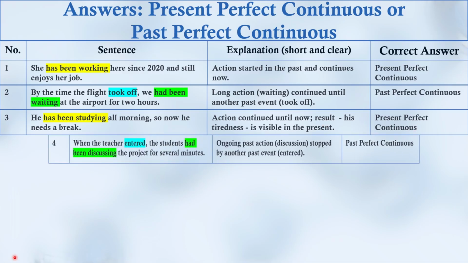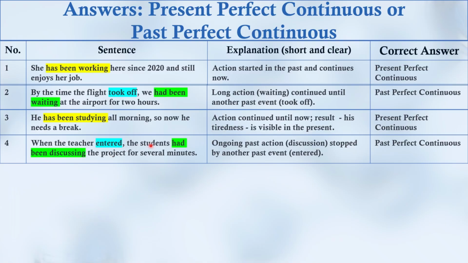Number 4. When the teacher entered, the students had been discussing the project for several minutes. The discussion started earlier and stopped when the teacher came in. That's why we use had been discussing, the past perfect continuous.